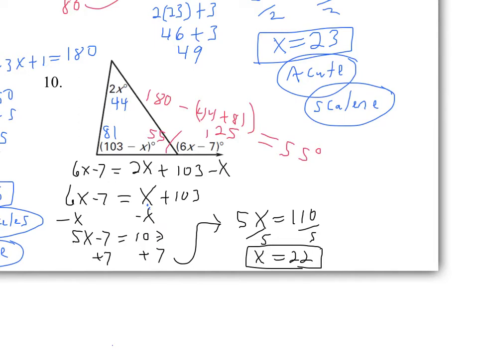All right, all three angles are less than 90, so this is an acute triangle. Also, all three angles are different, so that also makes this a scalene triangle.